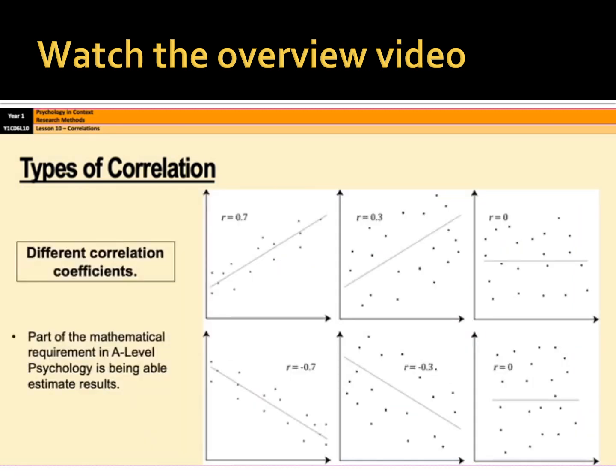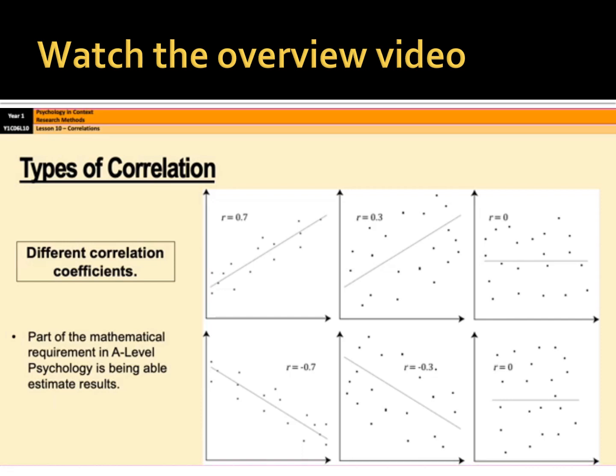So I've just got a few more examples for you there. Part of the mathematical requirement in A-level psychology is being able to estimate results. So it's not unheard of for students to be given a scattergram with the results of a correlational study and then being asked to estimate the correlation coefficient.